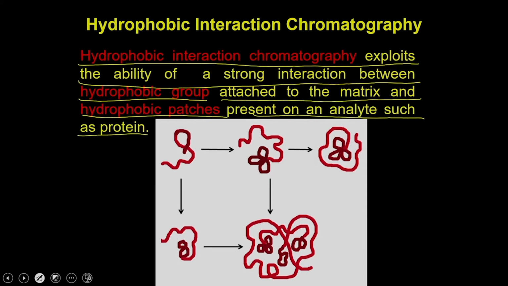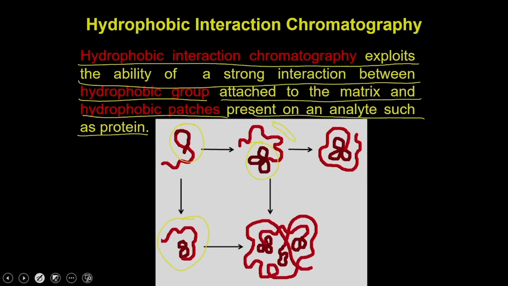How are the hydrophobic patches placed in the protein? When the protein is synthesized as a single polypeptide chain, as soon as the polypeptide is released from the ribosome, it starts folding because of intramolecular interactions between the amino acid side chains and additional interactions. The purpose of this folding is to protect the hydrophobic groups from the aqueous environment outside.